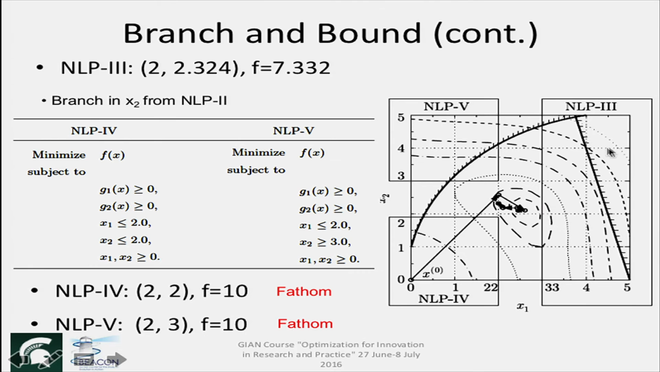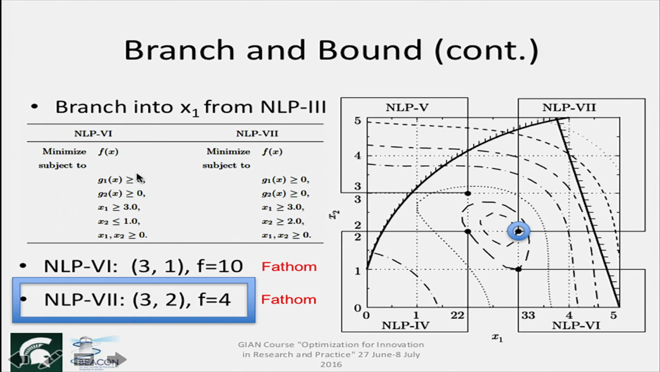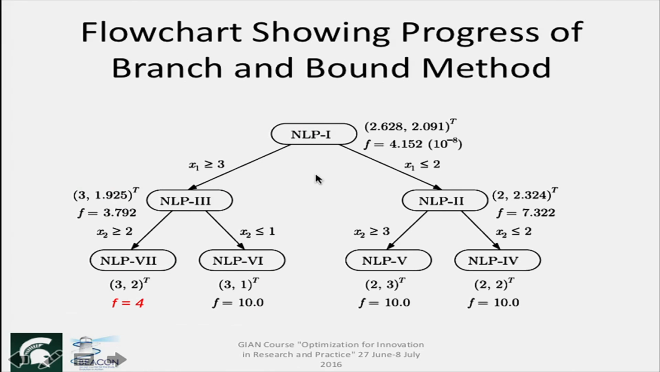Okay. Now NLP3 has to be split also into 2 problems. And when I solve, I get 2 integer solutions. So everything is fathomed now. Now I look at which one has the best value, and I get that. So here is the flow chart. I want, at the end, when you do the homework, you will make such a flow chart.